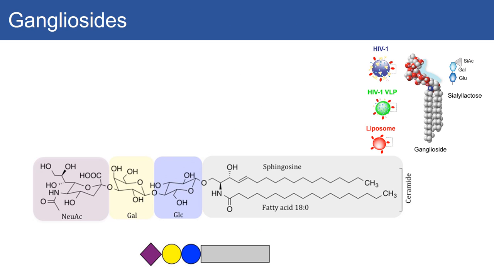Gangliosides, just as a quick note, can have multiple. In this situation, you have glucose, galactose, and other sugars in a residue, as well as you have your sphingosine backbone and then you have your fatty acid chain. It's implicated in multiple disease states such as HIV.